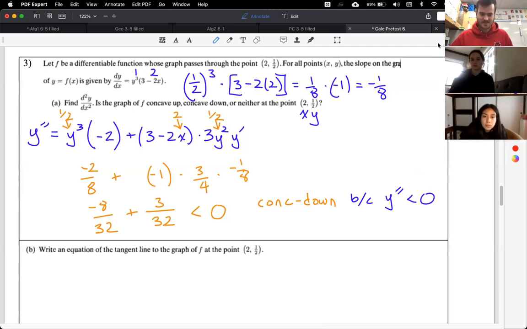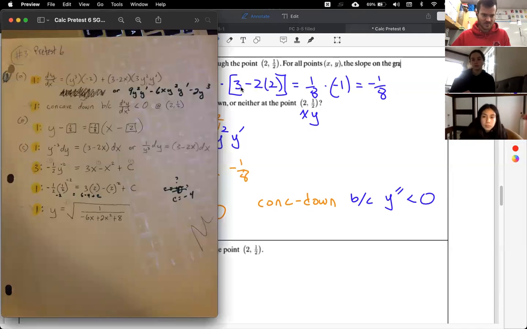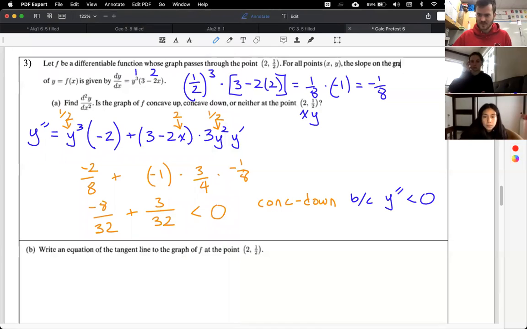In terms of grading this, the grading is on my preview. What did Mr. Wynn say? He said on number 3, pretest 6, for part A, you get 1 point if you found the second derivative and 1 point if you say concave down with the reasoning. So 1 point apiece. We got 1 point right here, plus 1 right there, and plus 1 by saying the conclusion with the reason. So that was out of 2 points.